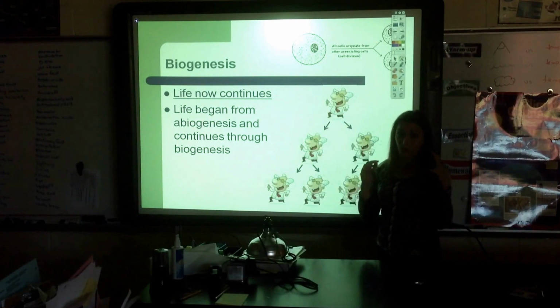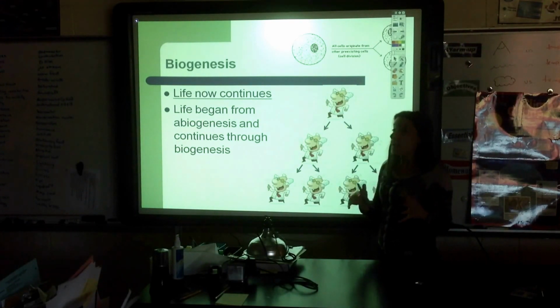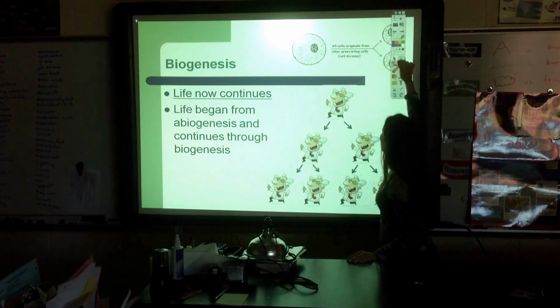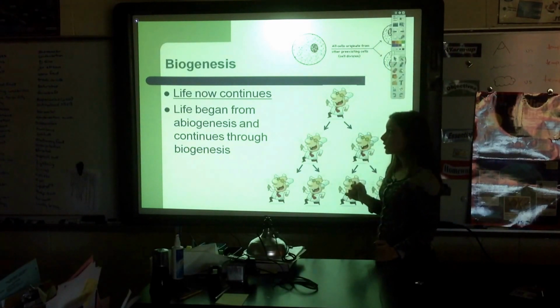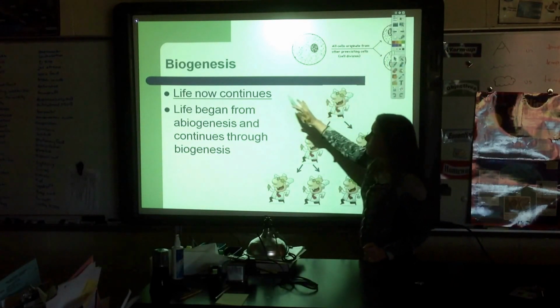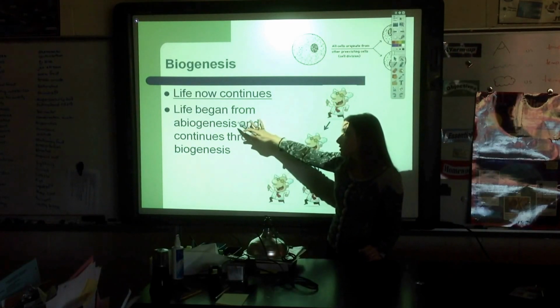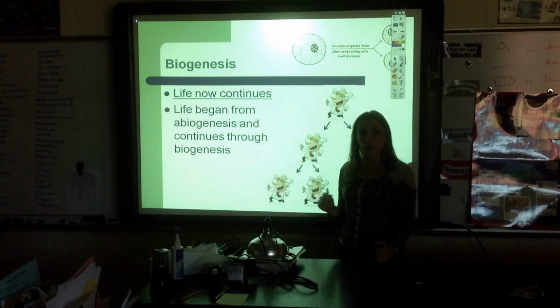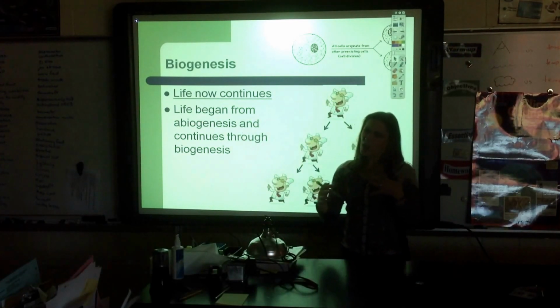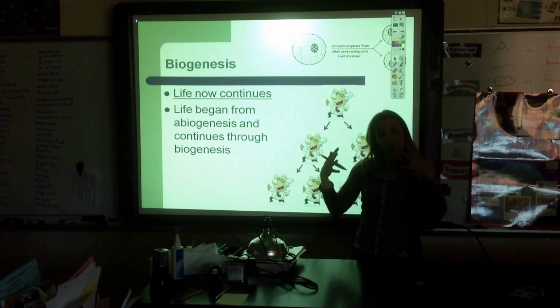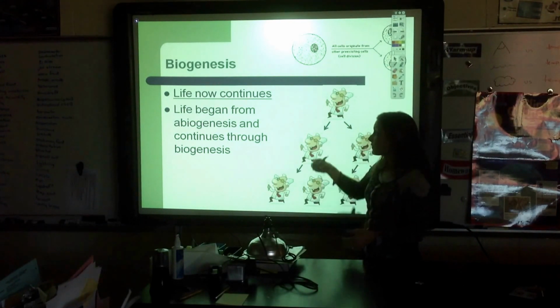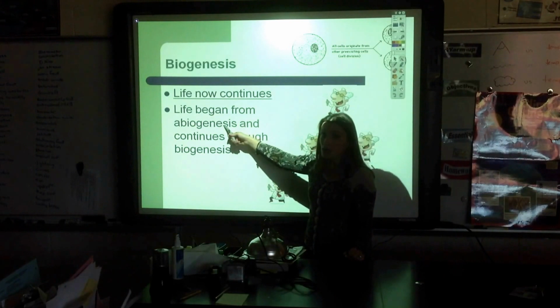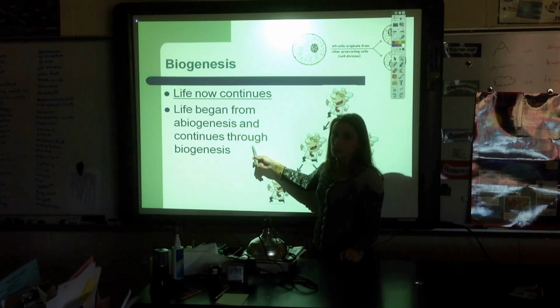That we had those very first cells that formed, and that each of those cells divided to create offspring. So the idea is that life began from abiogenesis and continues through biogenesis. They're not opposites of each other. They work together to explain how life could have started and how life now continues.